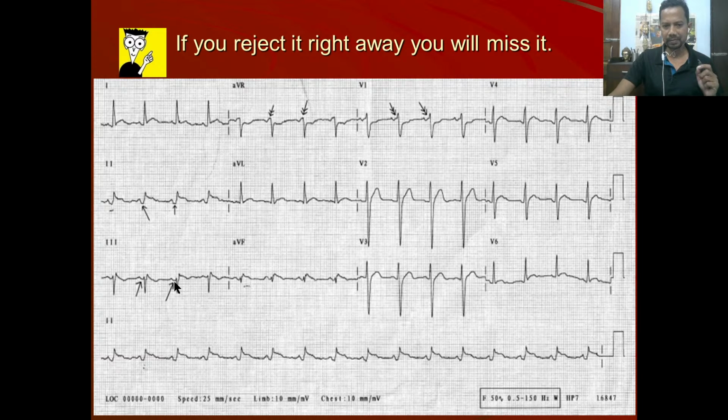So you have to pick up these changes. In V1 what is happening? There is ST elevation of the distal limb of the P wave, the PT segment. So that is the change. You have to pick up this change. This is atrial MI.